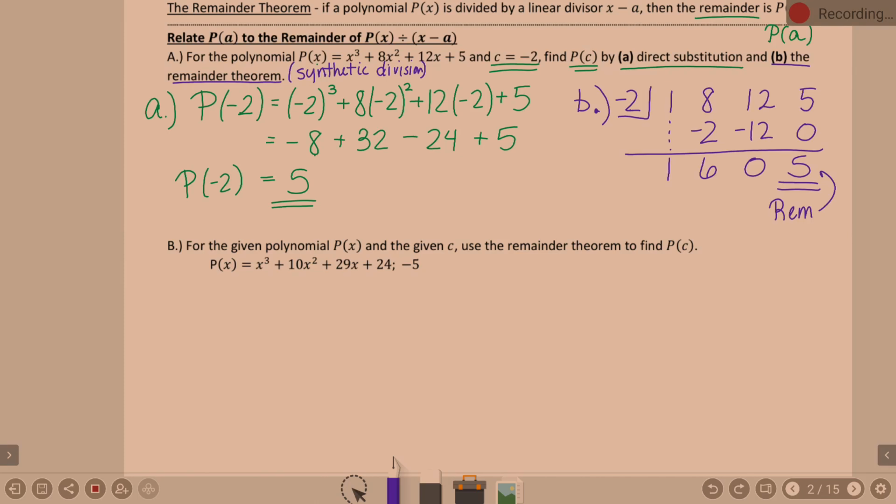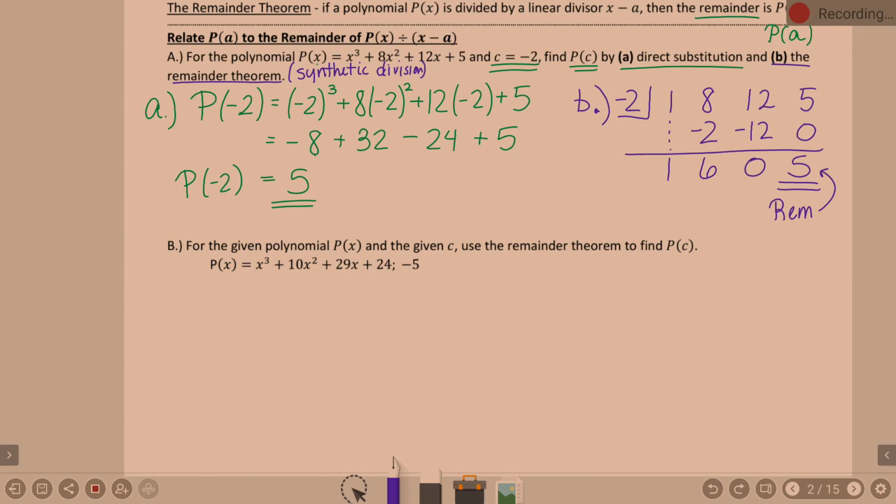Now, same answer both ways, yes? Does it matter which way you do it? No. Okay? So what I'm trying to get you guys to realize, if they ask you to find P of C and C is negative 2, if they ask you to find P of negative 2, you can plug it in. However, you could also do synthetic division. Both work. Okay? Some of it may depend if you have a calculator by your side, you know. Okay, let's look at B.